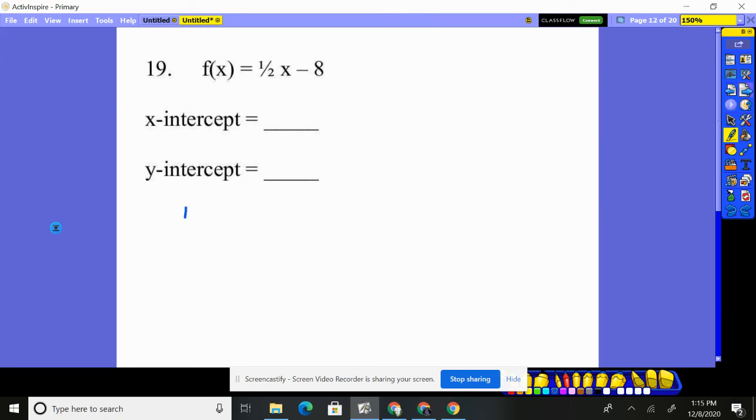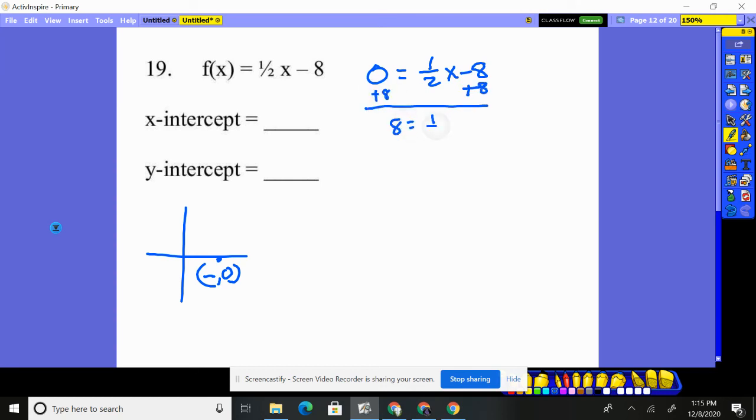X-intercept, what's true? Well, let's think again. We're crossing over something, up none. The y is 0. So I set the y to 0, equaling a half x minus 8. Add my 8, add my 8. 8 is a half x, multiplied by 2 to get rid of that half. 16 is x. So x is 16. The y is 0. So that guy comes all the way over to 16, 0 to cross the x-axis.